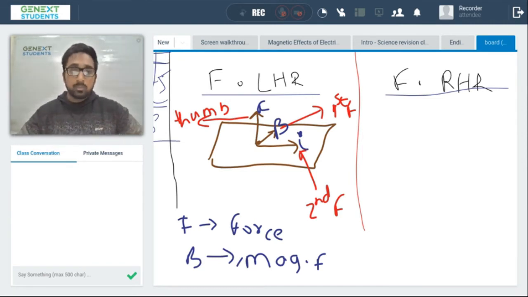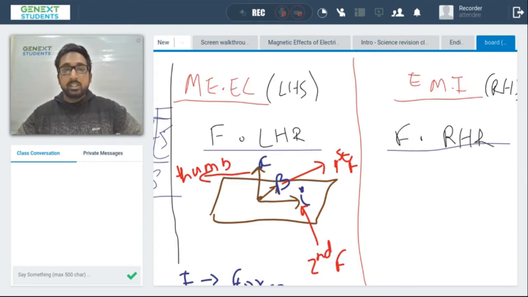And what is electromagnetic induction? Induction, you already know. These two are opposite of each other. What is it? It is, in this part, the magnetic effect of electric current.